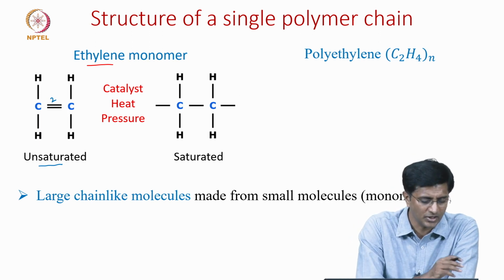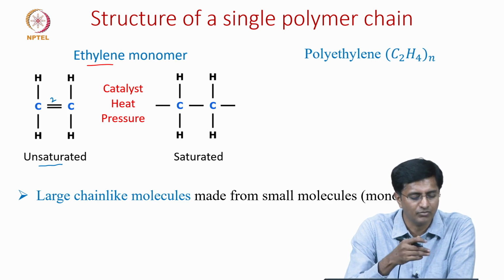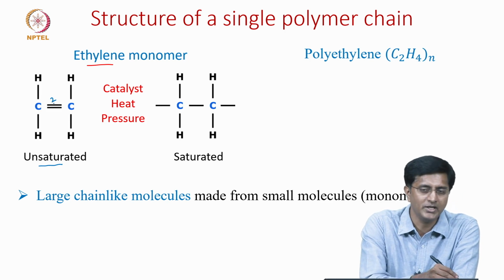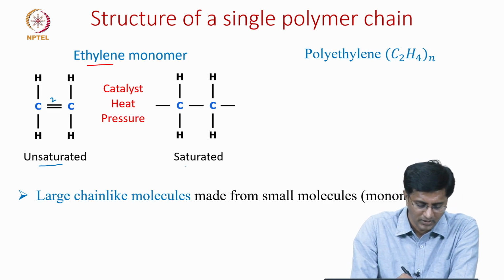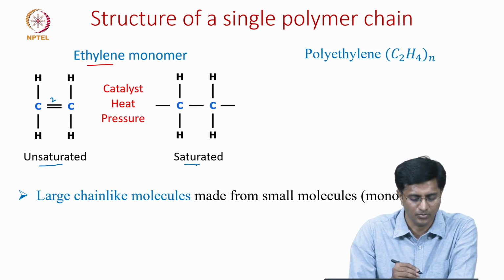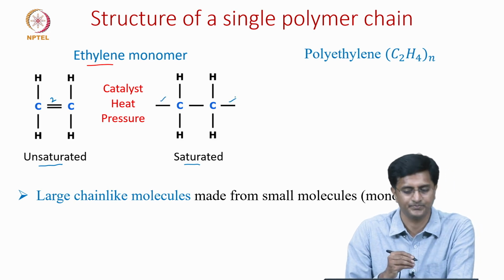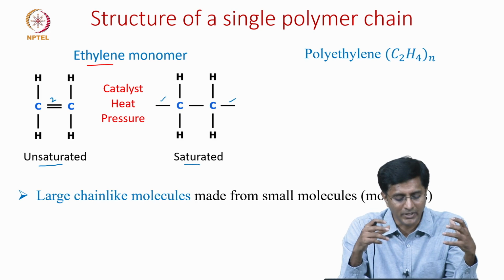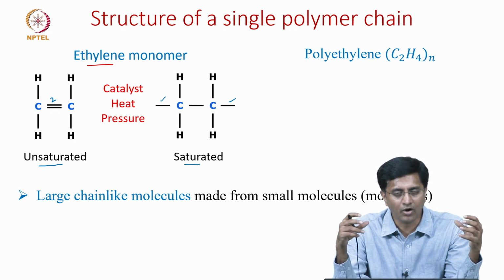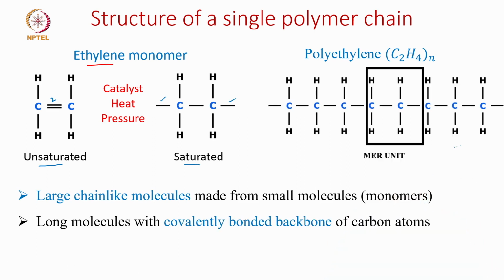Ethylene is a stable monomer, but once it is in the presence of a catalyst with heat as well as pressure, then this double bond breaks into two active bonds. This is now called the saturated ethylene or the saturated monomer because it has two active bonds to the left and to the right. When we have many of these active monomers, they all join together to form a polymer chain, which we see here.